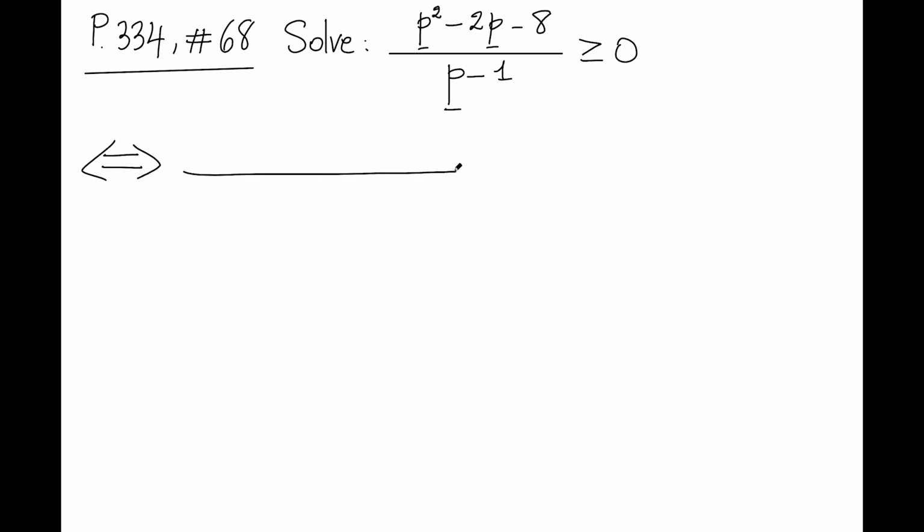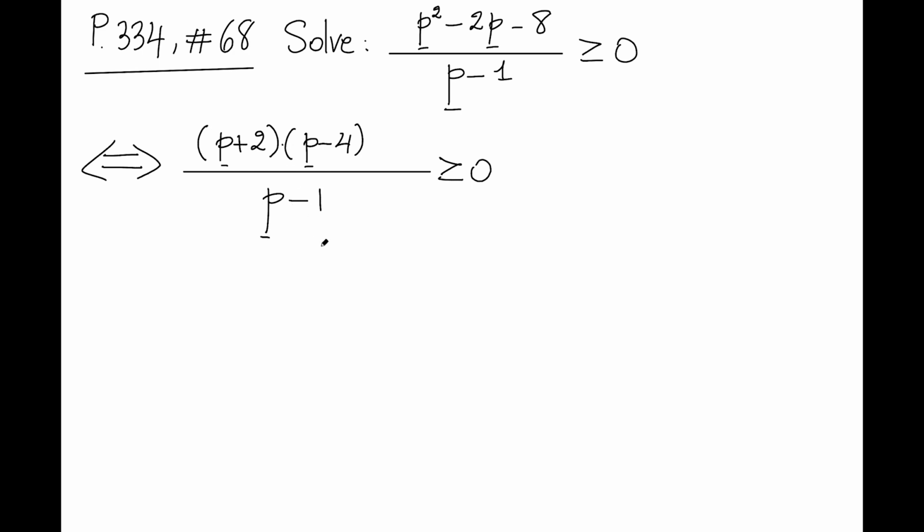It's not hard to factor it, using either your intuition or the quadratic formula. If you do so, that factors as p plus 2 times p minus 4, and downstairs is p minus 1, and I would like this to be non-negative. All right, so at this point I'm going to go to the table of variations and start establishing it.